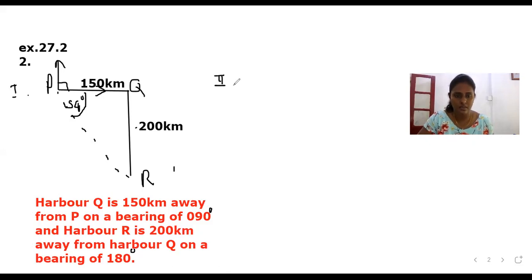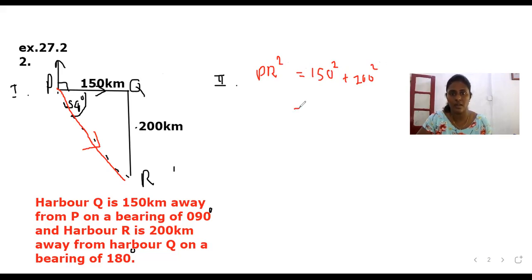Now let's see what is asked by Roman number 2. Directly from harbor P to harbor R. Now we want the direct distance. So first of all, you want to find the distance of PR by applying the Pythagoras theorem. PR squared equals PQ squared plus QR squared. So PQ is 150 squared plus 200 squared.